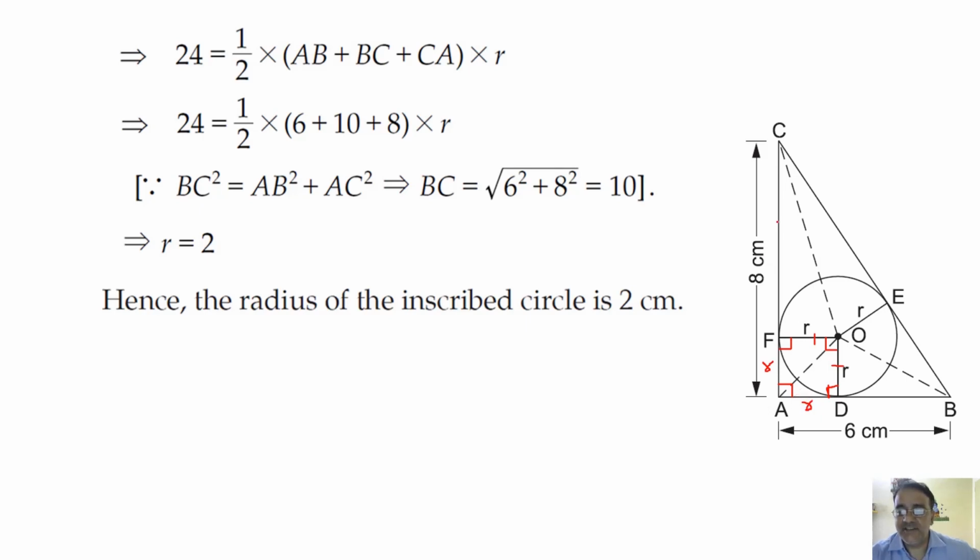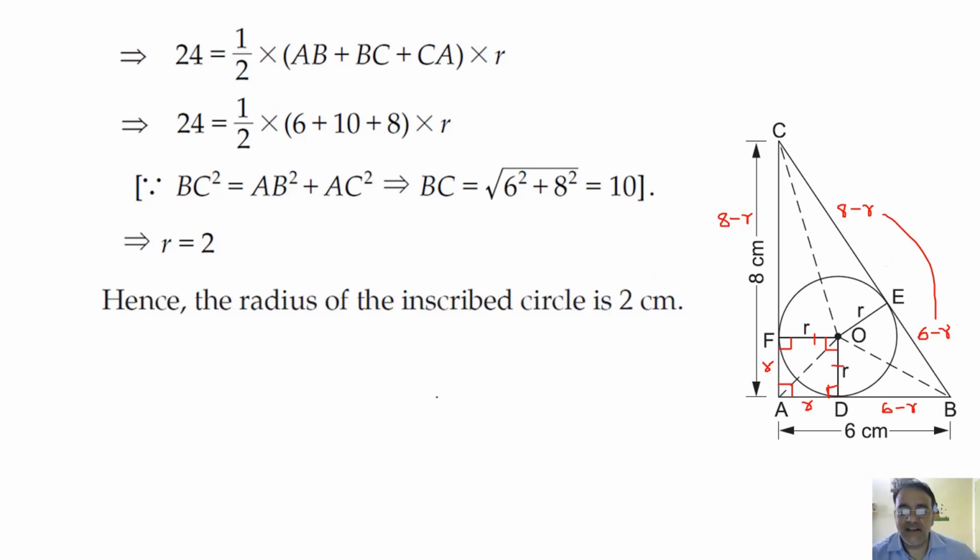Now what is the length of this one? CF. जल्दी बोलो. 8 minus r. What is the length of BD? 6 minus r. Okay, what is the length of CE? 8 minus r. And what is the length of BE? 6 minus r. What is the sum of these two? 10. BC. The sum of these two is 10.